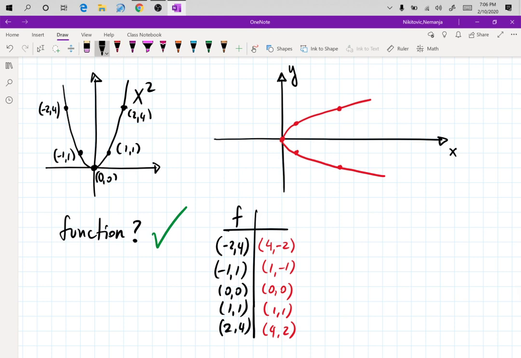Here is the same question. Function? And the answer is no. Why? It fails the vertical line test. You cut with a vertical line and it fails because the vertical line cuts twice. That means the uniqueness is ruined. A single x produces 2 different y's.